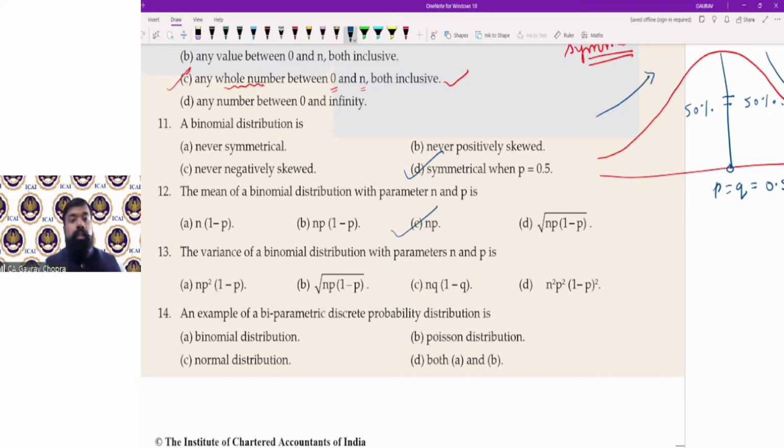Then 13. The variance of binomial distribution with parameter n and p is. So we have to calculate the variance. We have done the formula. It is npq. But npq is not given in the options. Options are a bit modified. We have to see which modified option is correct. So let's check. In place of p, of course, we can write 1 minus q. p is basically 1 minus q. Therefore, the correct option will be C, nq(1 minus q). C option is the perfect one.